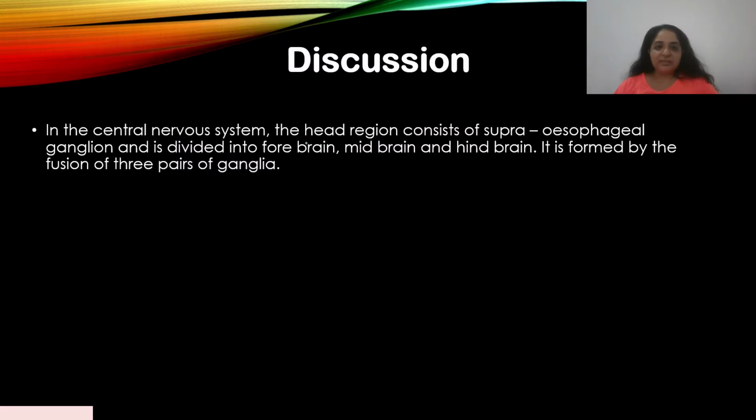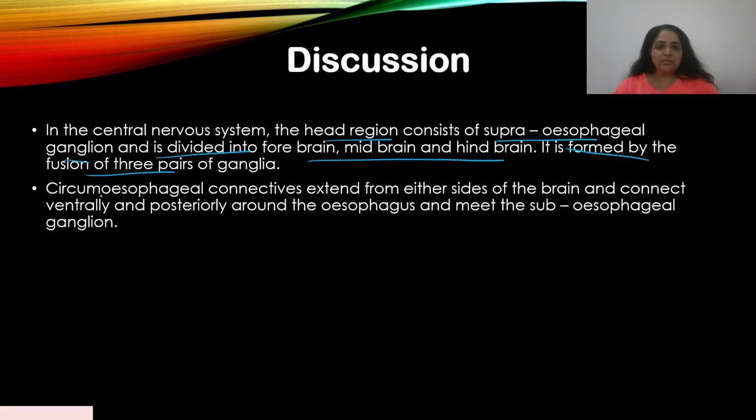In the CNS, the head region consists of the supraesophageal ganglion and is divided into forebrain, midbrain and hindbrain. So the supraesophageal ganglion is the brain. It is formed by the fusion of 3 pairs of ganglia. Now, circumesophageal connectives extend from either side of the brain.